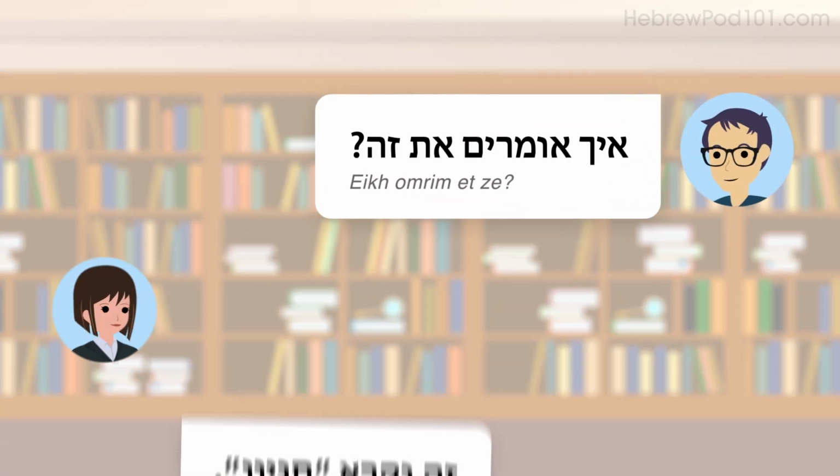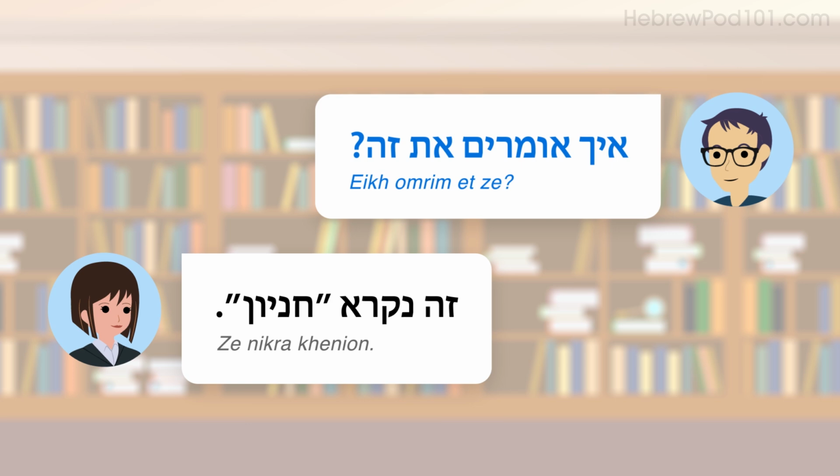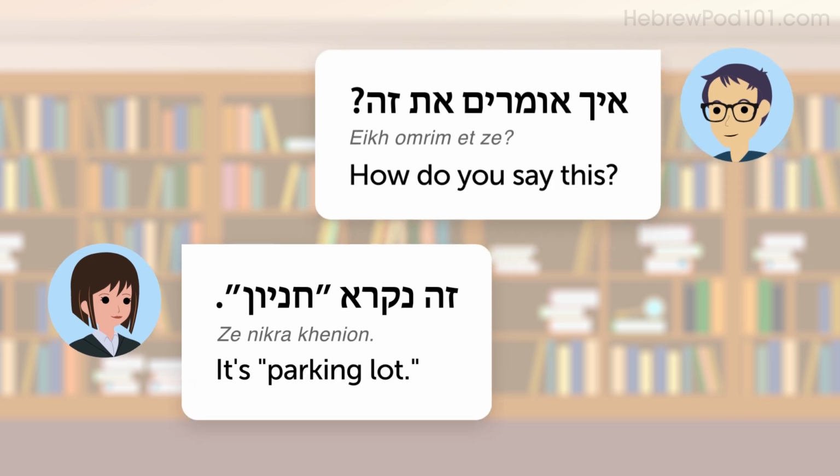Listen to the dialogue. איך אומרים את זה? זה נקרא חניון. Once more with the English translation. איך אומרים את זה? How do you say this? זה נקרא חניון. It's parking lot.